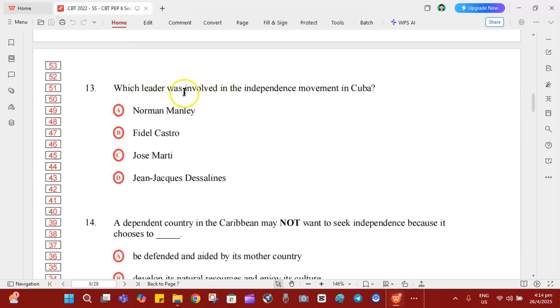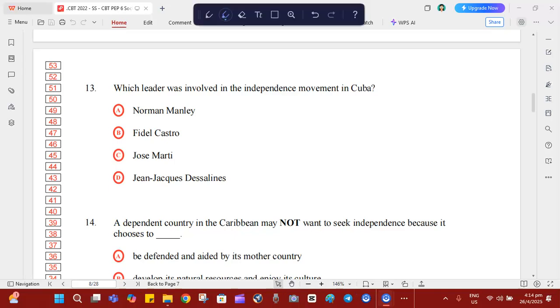13. Which leader was involved in the independence movement of Cuba? Norman Manley is A, that's Jamaica. Fidel Castro, he's from Cuba, but he wasn't around when they got independence. He wasn't one of those who fought for the independence. Jose Marti, yes. And D says Jean-Jacques Dessalines, and that man is for Haiti. So the answer is Jose Marti, C for Cuba.